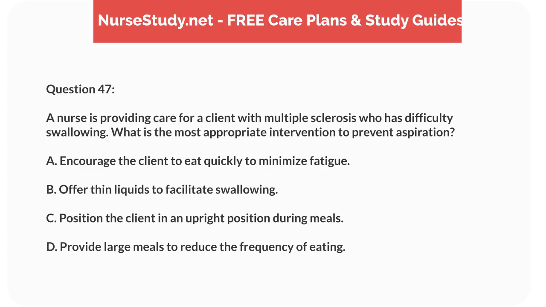Question 47. A nurse is providing care for a client with multiple sclerosis who has difficulty swallowing. What is the most appropriate intervention to prevent aspiration? A. Encourage the client to eat quickly to minimize fatigue. B. Offer thin liquids to facilitate swallowing. C. Position the client in an upright position during meals. D. Provide large meals to reduce the frequency of eating.